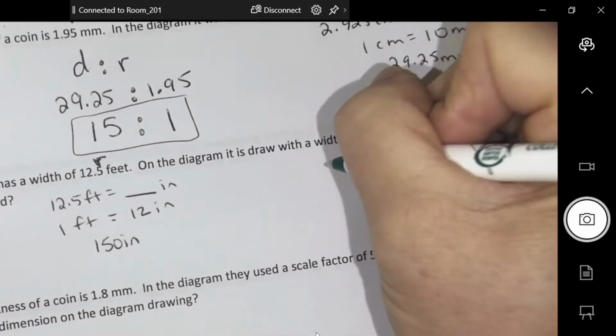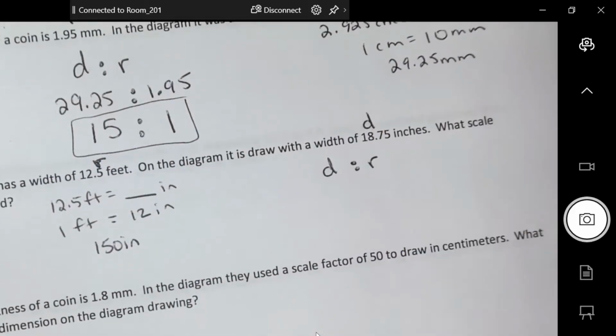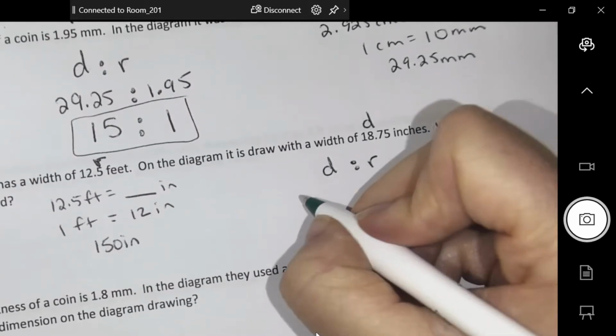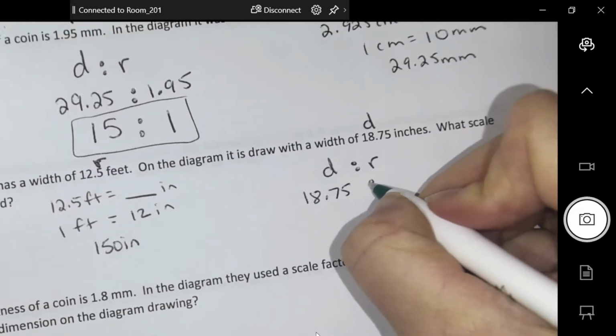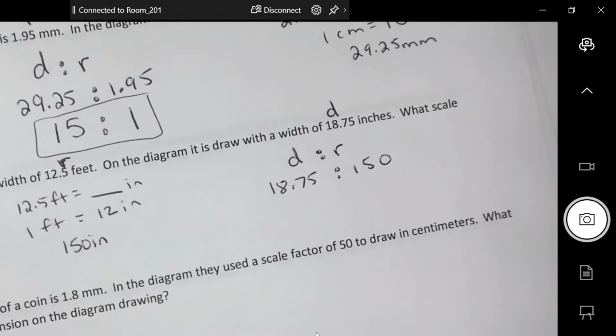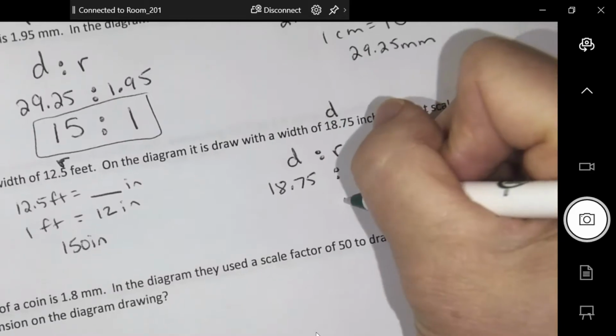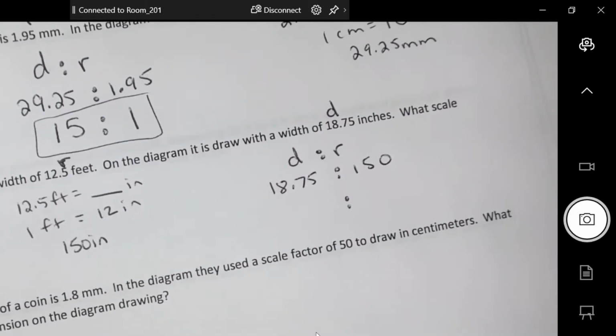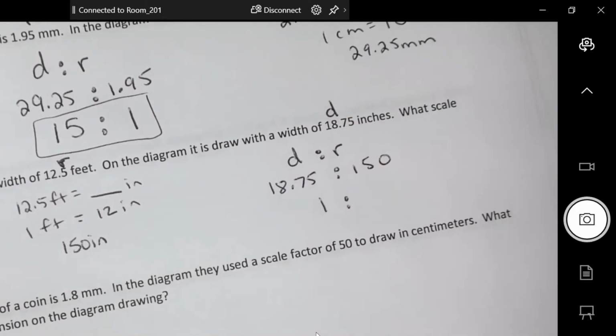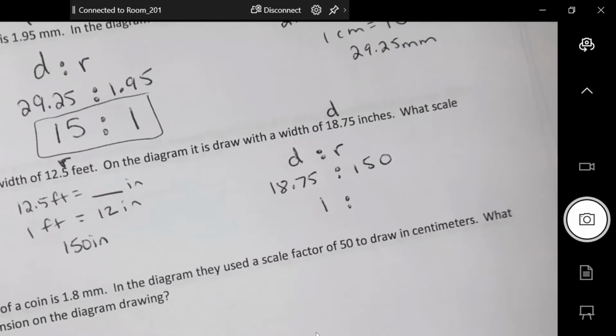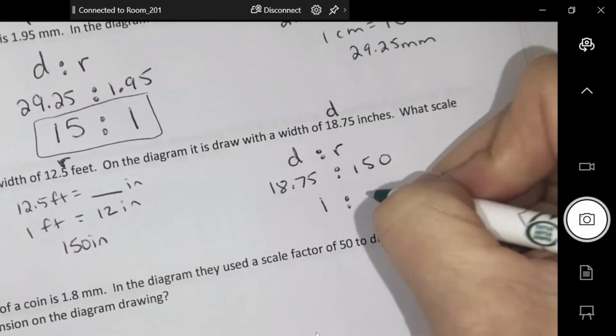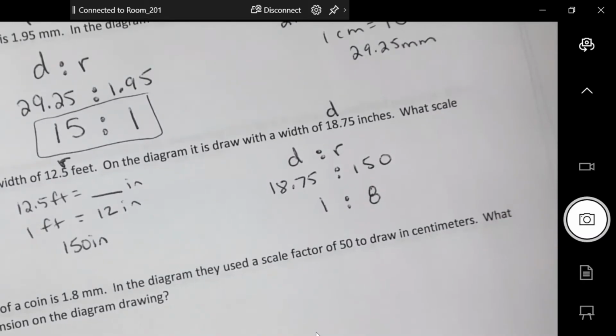Now let's set it up. Diagram to real. So the diagram was 18.75. The real life was 150. So which number should I change to a 1? 18.75? So the real life is 8 times bigger.